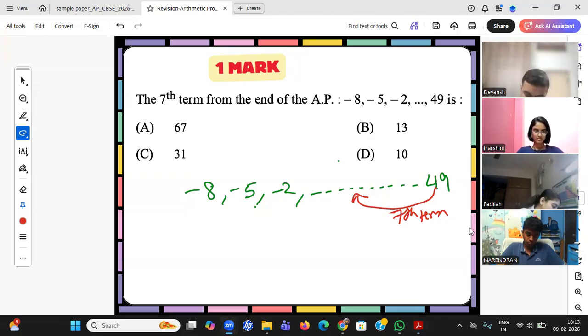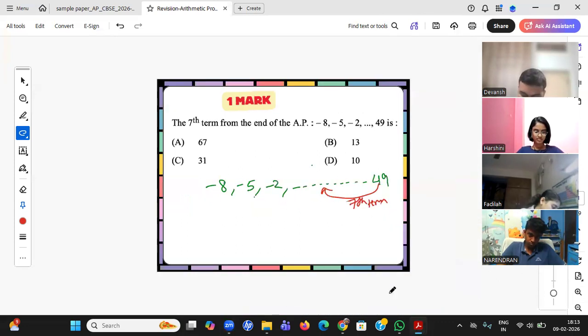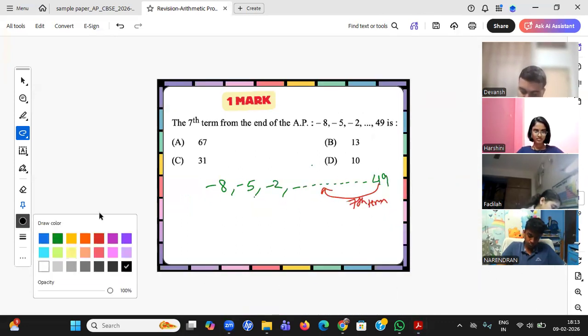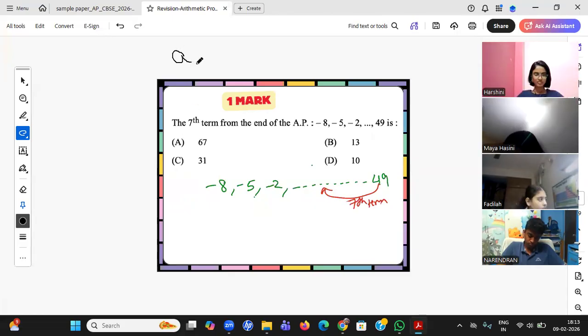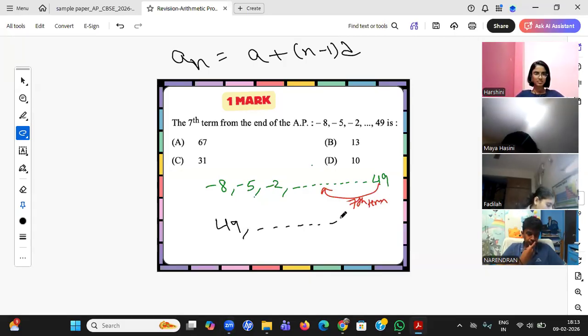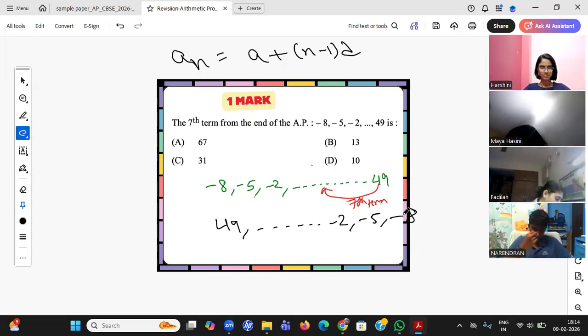Harshini got some answer. Good. Whenever he's asking any term, my formula is a_n equal to a plus n minus 1 into d. This is my formula. Fadila, right answer. Aparna, right answer. But all my formulas are from the starting. He's asking from the ending. So please reverse this. That's all. Now you apply the same formula. I have just inverted this, made it reversed. Now I can use this formula.